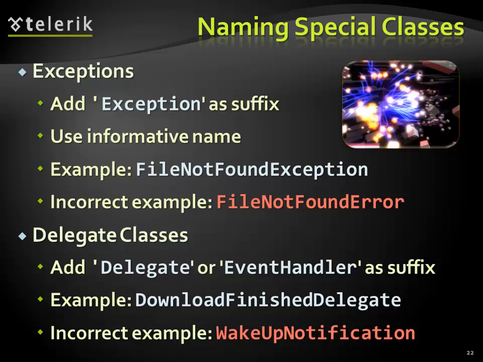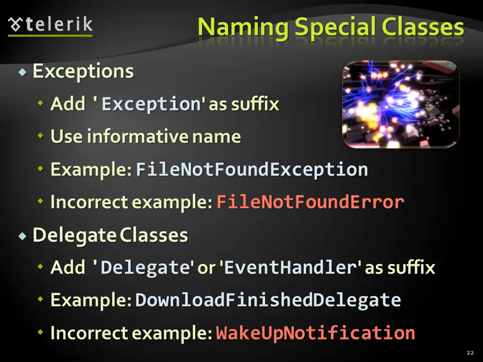There are other special classes like exceptions, like delegates, like attributes, and others. So when we have an exception, for example, we add Exception as suffix, and that allows us to know that the type of special class is actually an exception. A good example is FoundNotFoundException, which would not make sense if it was called FoundNotFoundError. It would be a very bad example.